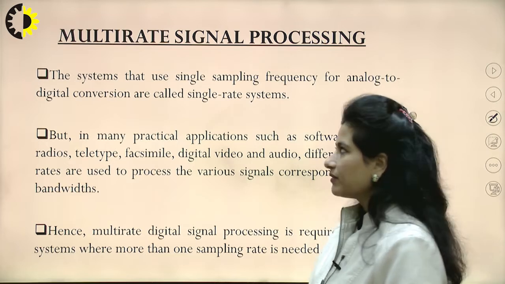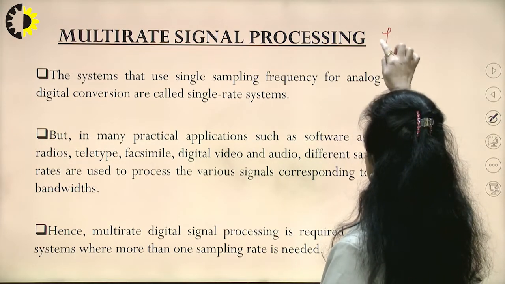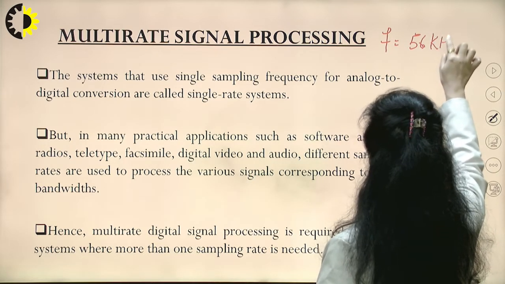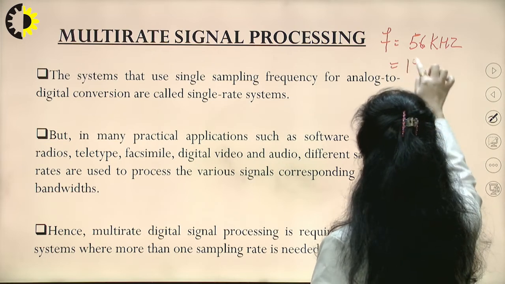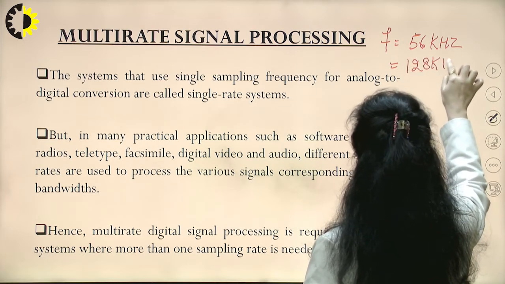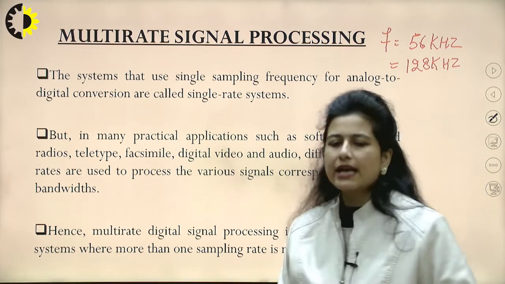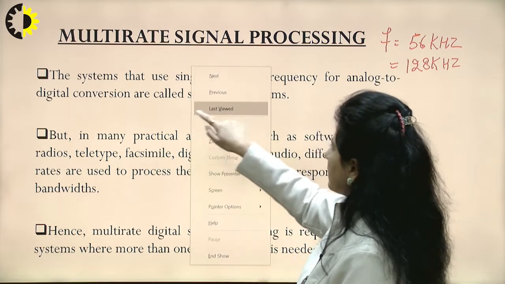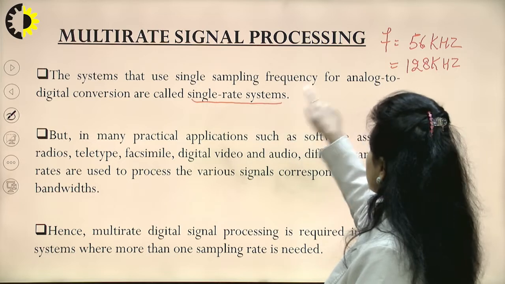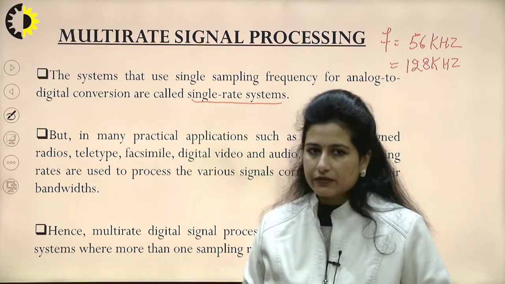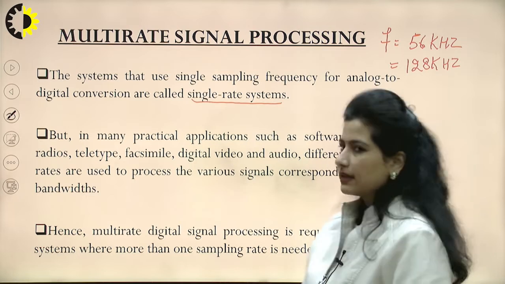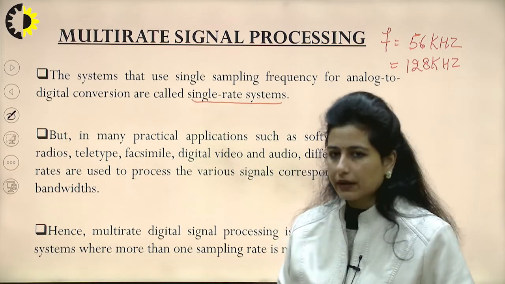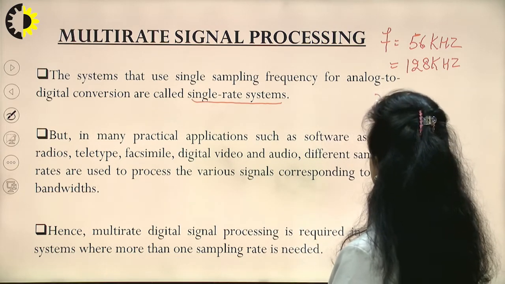When we talk about a sampling frequency, we generally talk about a basic frequency of, say, I'm sampling my signal at 56 kilohertz. I may sample it at 128 kilohertz and even higher frequencies like 512, 1024, as per the requirement of the application. So I'm sampling the signal at one specific rate, and that can be any available rate. But practically, many applications require a signal with a different sampling rate.